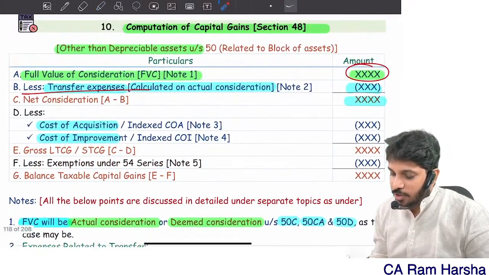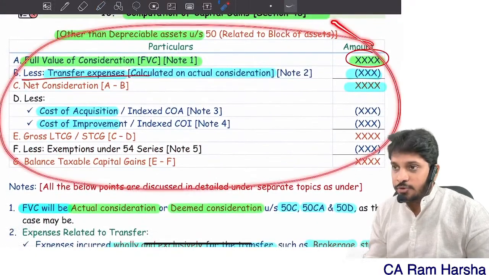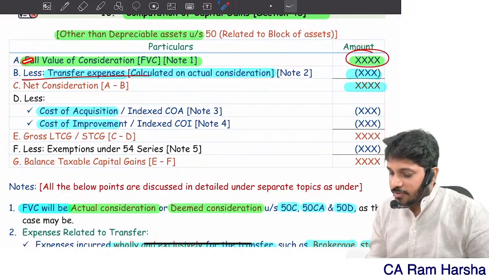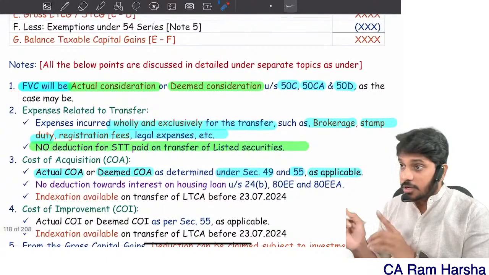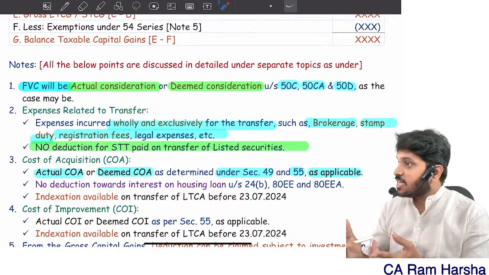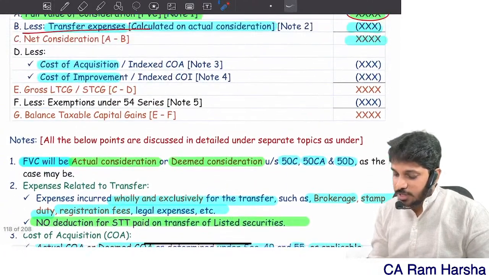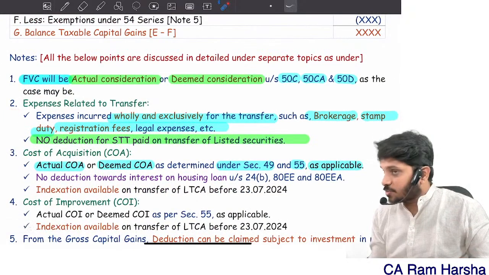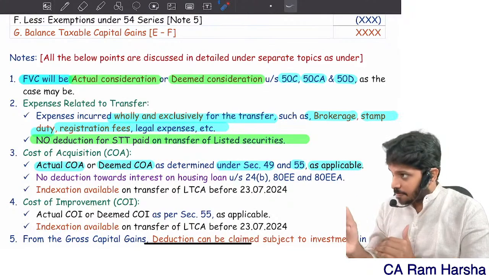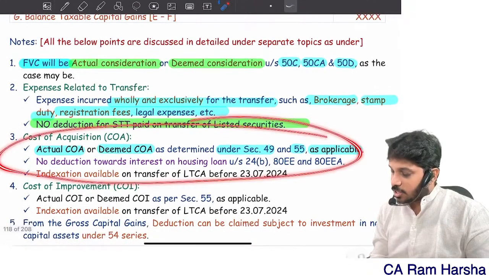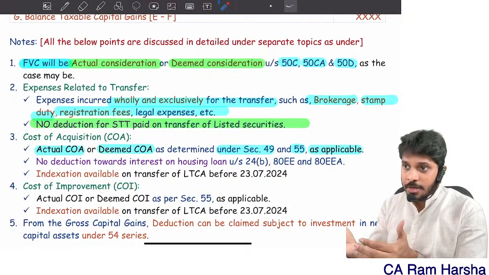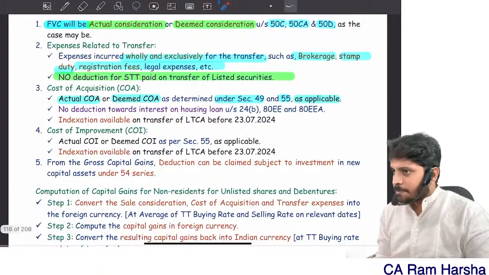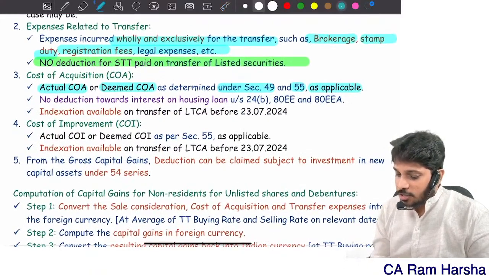See, in this book I gave a format that you have to present exactly like this in the exam. Full value of consideration: write it as note number 1 if 50C, 50D or 50CA is applicable. Transfer expenses: write it as note number 2, if you are computing any transfer expenses or ignoring STT paid. Cost of acquisition: whatever provision is applicable, write it as note number 3. This is how you should present in the exam as it is. Getting it?